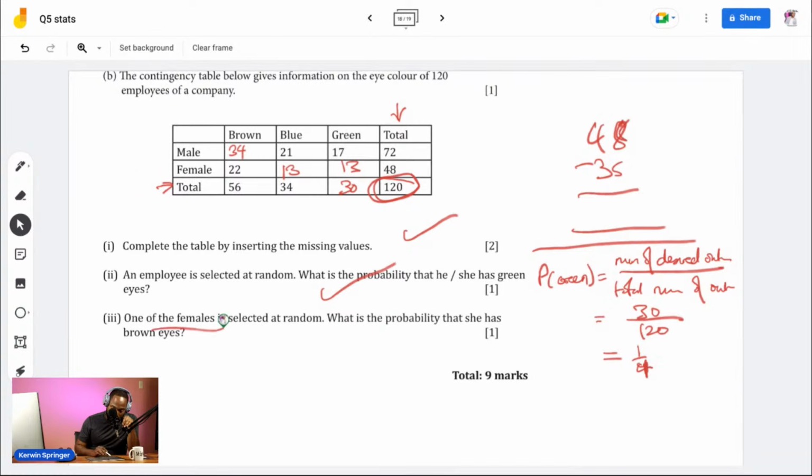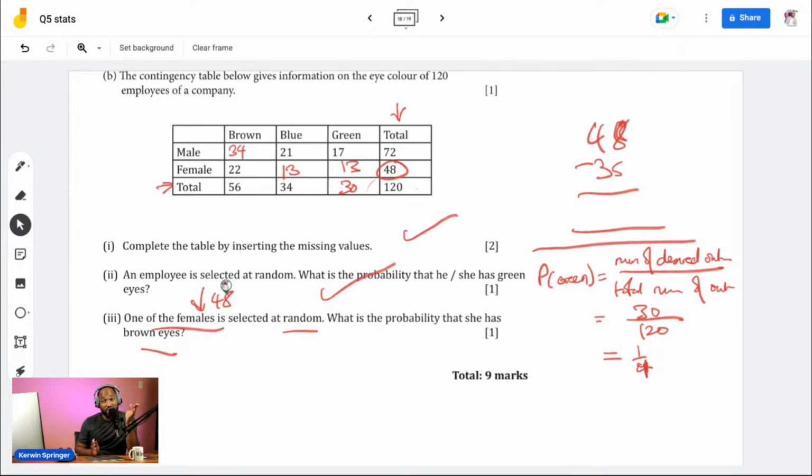One of the females is selected at random. So it's a female. It's some kind of cringe these days, but you see, it's a female. Okay. So all right, how many ladies? 48. 48 females. What is the probability that she has brown eyes? So you already selected the female. So it's out of 48 now.